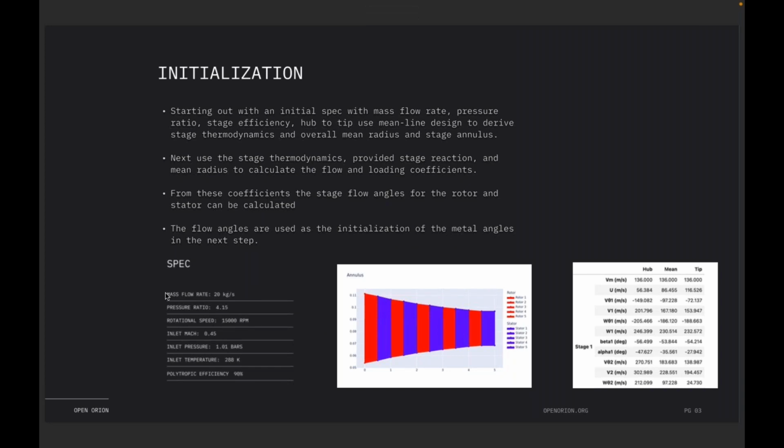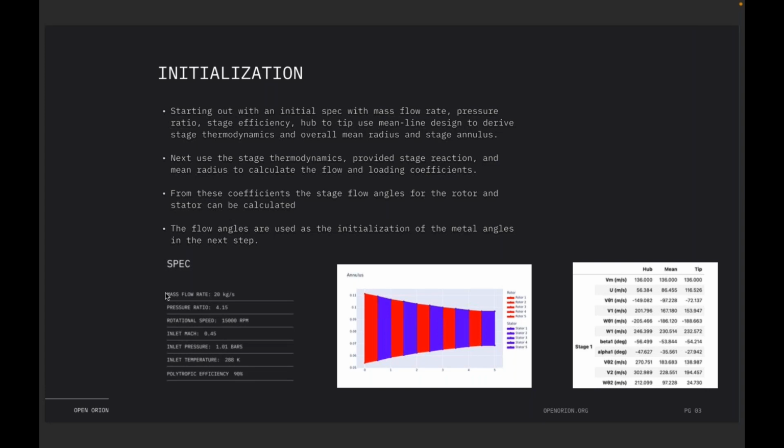So yeah, going into a little bit of how we do our initialization. First thing is a very common spec you'll see for axial compressors: usually maybe you have a mass flow rate, pressure ratio, the rotational operating speeds, or different inlet conditions for the free stream. And we take all those in and we use mean line design to derive an initial stage thermodynamics for each stage, inlet and outlet. And then from there, you can also derive the mean radius and the general hub, mean, and tip radii through each stage, which I'll go through in the bigger picture slide.